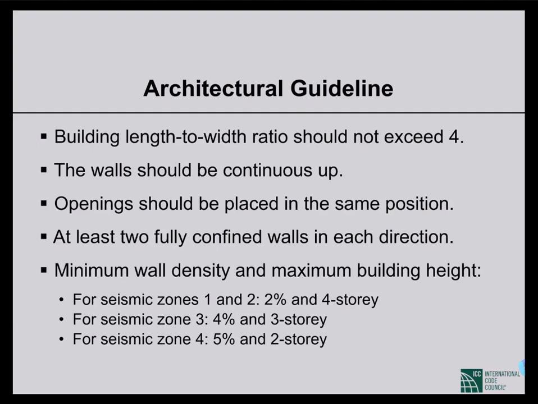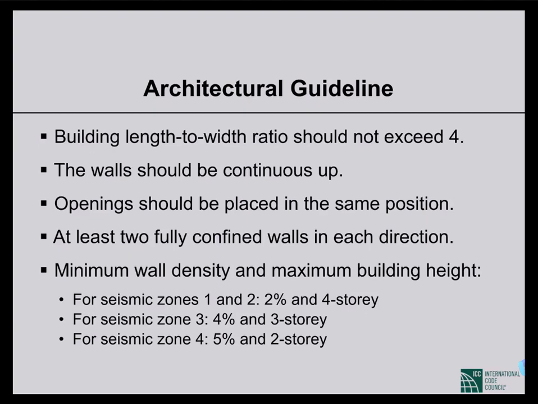At least two fully confined walls in each direction. So in each direction there has to be redundancy, that we cannot depend on only one confined wall in each direction. There has to be at least two fully confined walls in each direction.